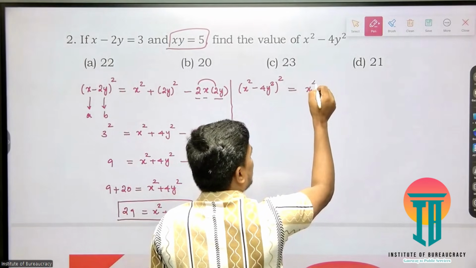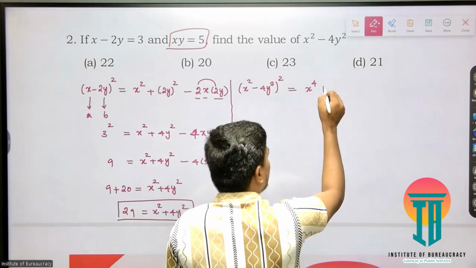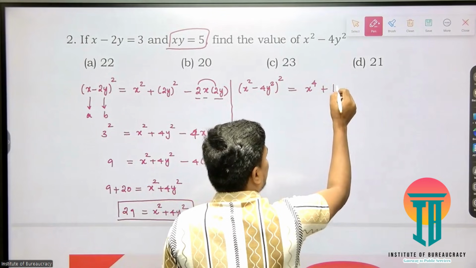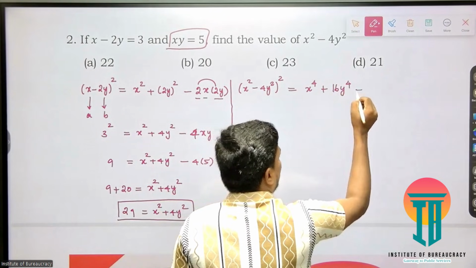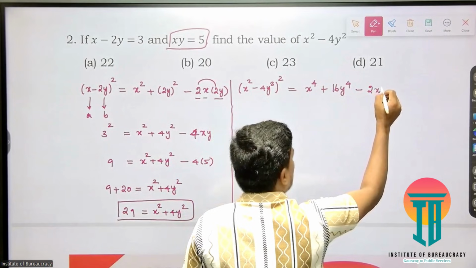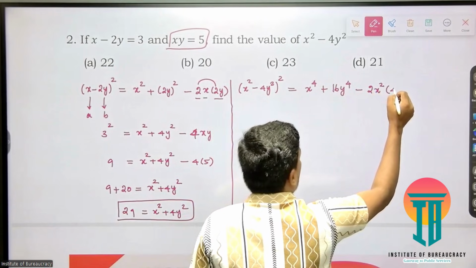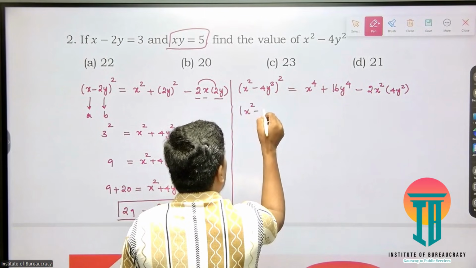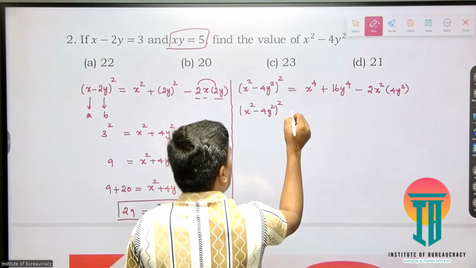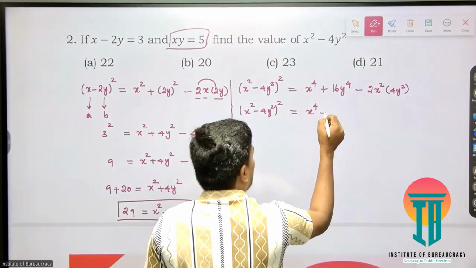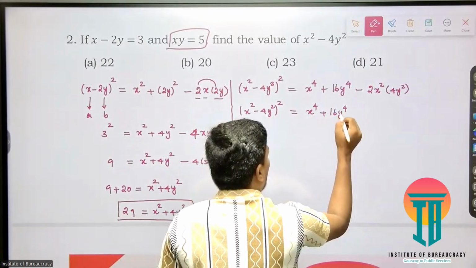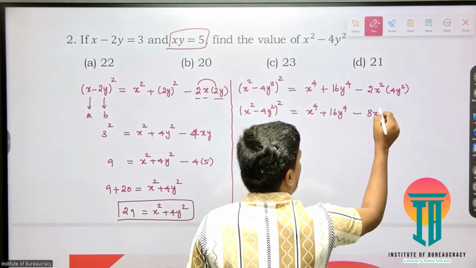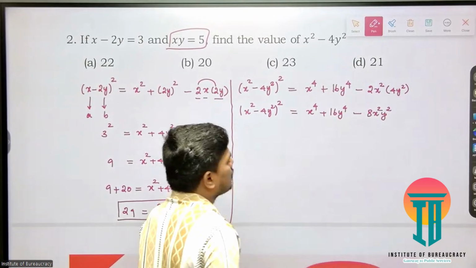X square the whole square is going to be x power 4, then plus 4y square the whole square, which is 16y power 4, minus 2 into a value, which is x square, into b value, which is 4y square. That is our x square minus 4y square the whole square. This is equal to x power 4 plus 16y power 4 minus 8 x square y square.